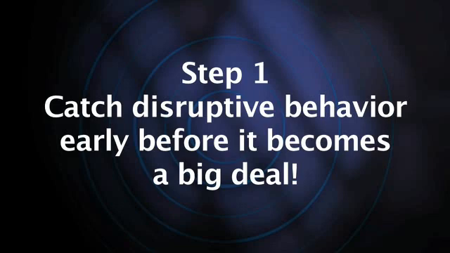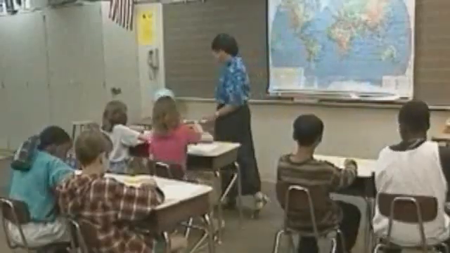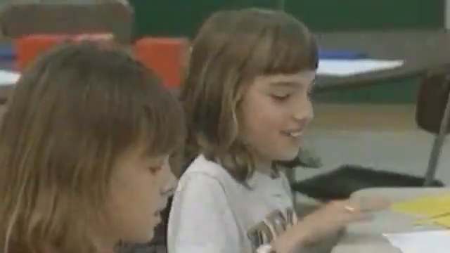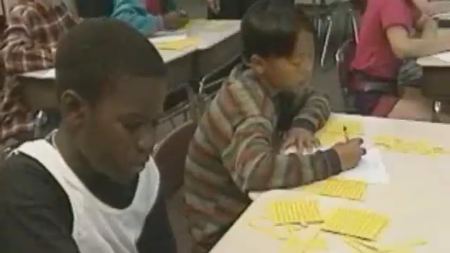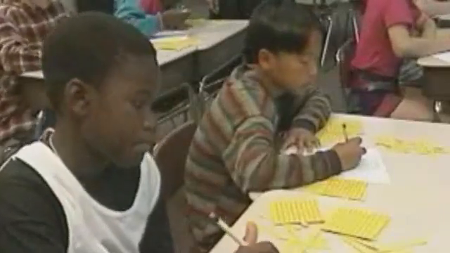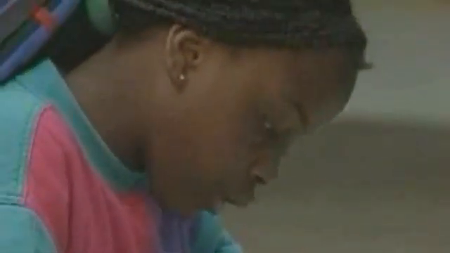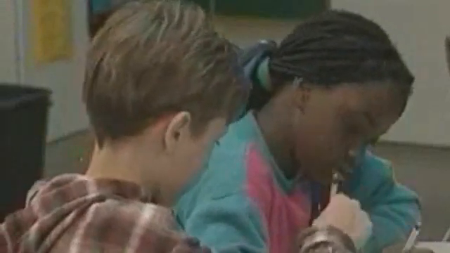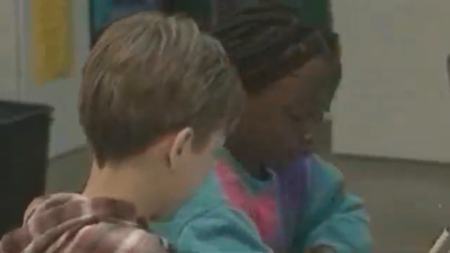Step 1. Catch disruptive behavior early, before it becomes a big deal. For years, we've been taught to ignore the small stuff and not give in to those attention-seeking students. We all know what happens. Disruptive behavior escalates, power struggles and problems ensue. Catching disruptive behavior early, eliminating repeated warnings and ultimatums that do not work, is the critical first step in Think Time. It's much easier to deal with a little problem than a big one. Everyone is calmer: the student, the teacher, the class.